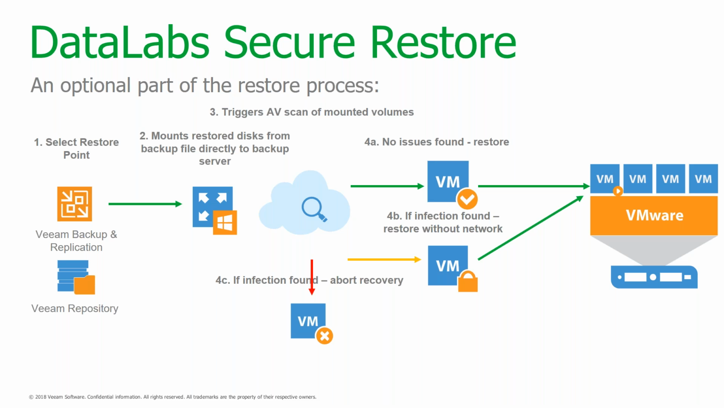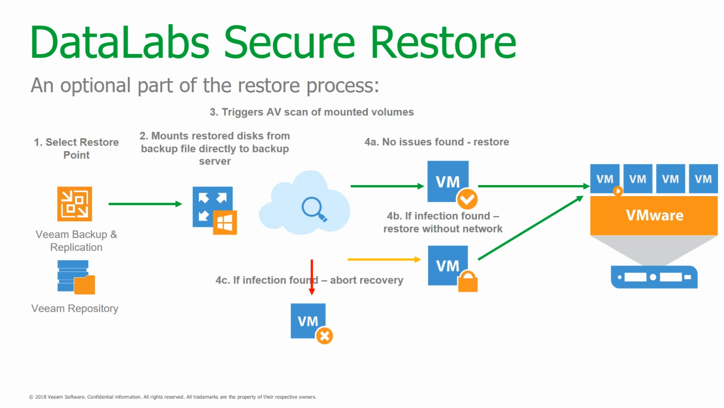So what you have now is the benefit of, prior to releasing that VM out of a quarantine environment into production, the ability to scan old data with current virus definitions. So what happens is you select where you need to restore from, let's say it's from 6 months ago. You mount those restored disks to a backup server, and your antivirus runs against those mounted disks. If no issues are found, you can restore it right back into production.